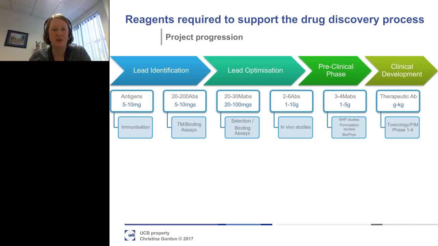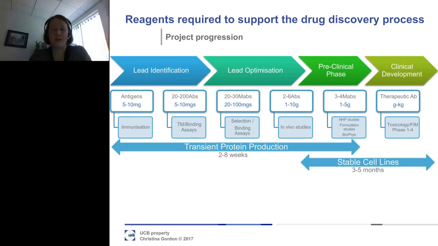As you can see here in the early stages, during the lead identification, large panels of antibodies and antigens are required for small amounts. And then going through to the clinical development, the number of antibodies required decreases, but we need larger amounts of those to support all the various studies at any one stage.